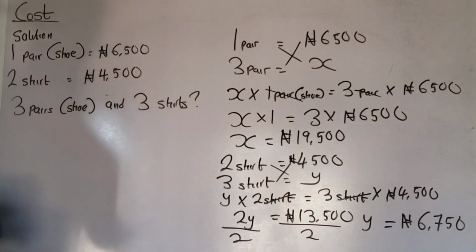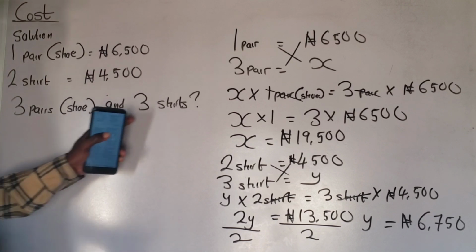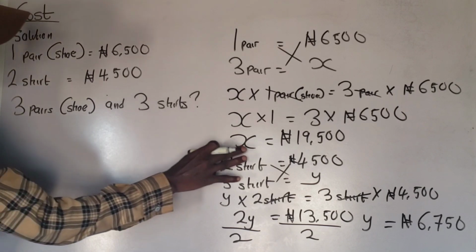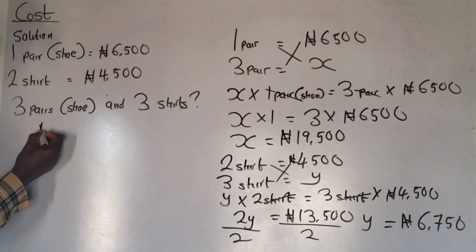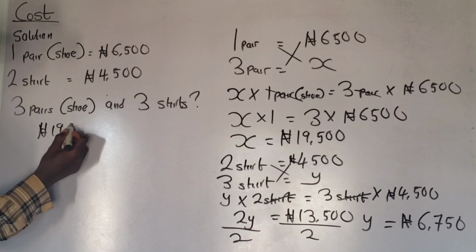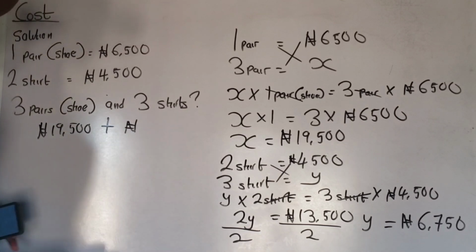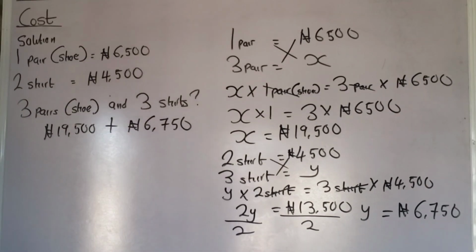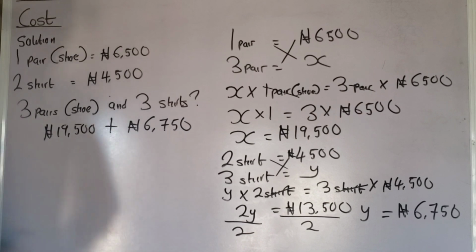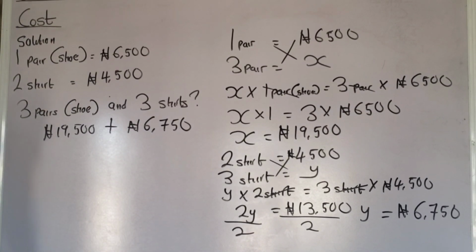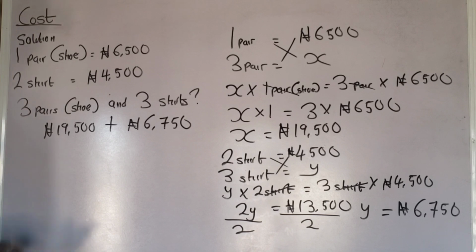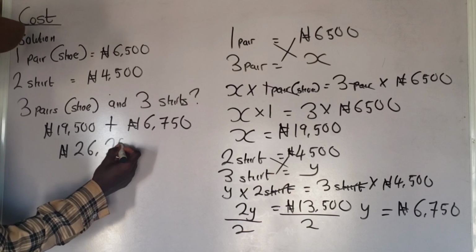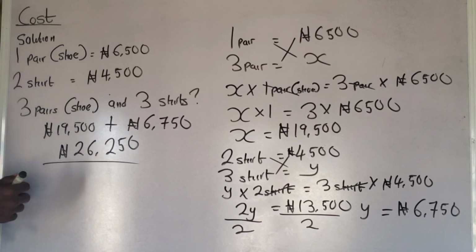Do you understand? Now, having gotten the cost of 3 pairs of shoe and the cost of 3 shirts, we can now add it together. So for this, I'm going to have 3 pairs of shoe is what? That is 19,500 naira plus 6,750 naira. Okay? So if you add 19,500 naira and 6,750 naira together, that will give us 26,250 naira. That is the cost of 3 pairs of shoes and 3 shirts.